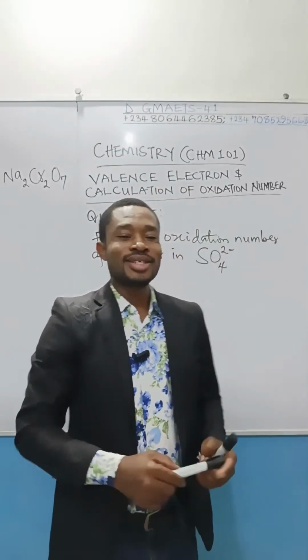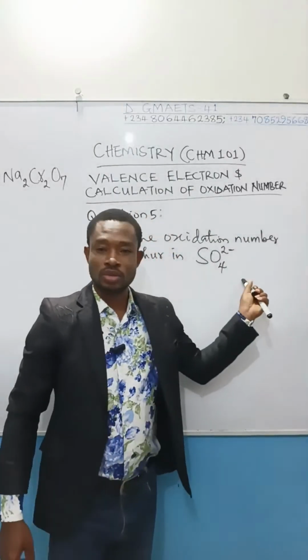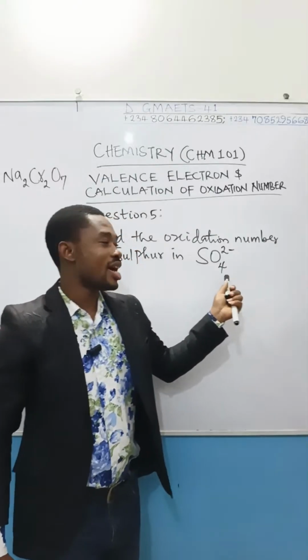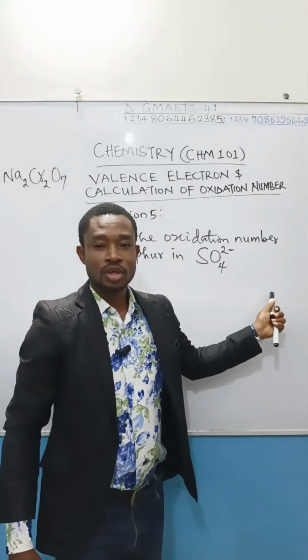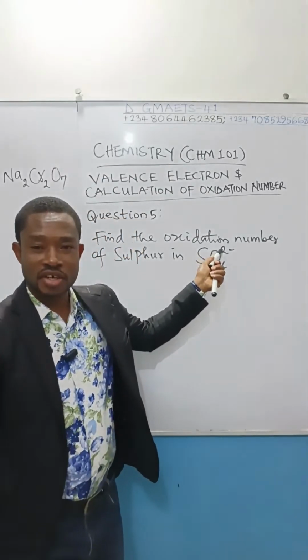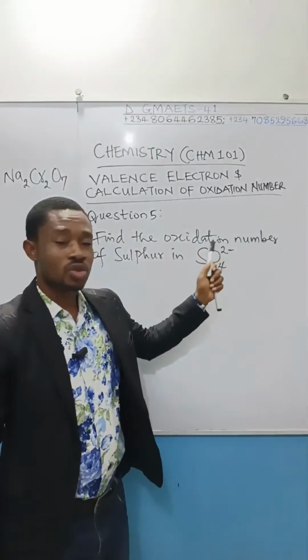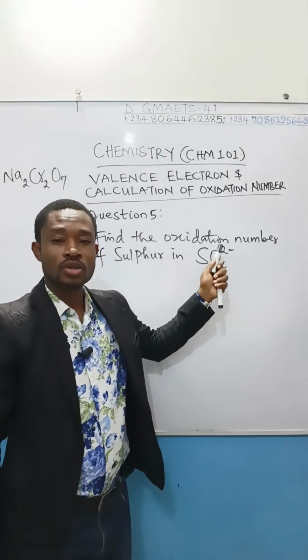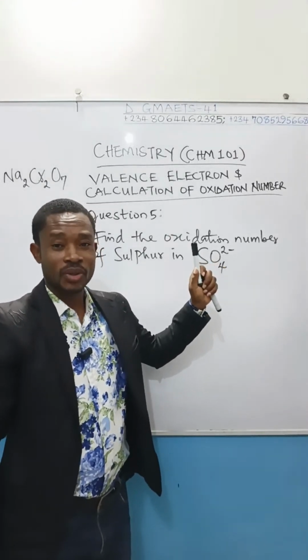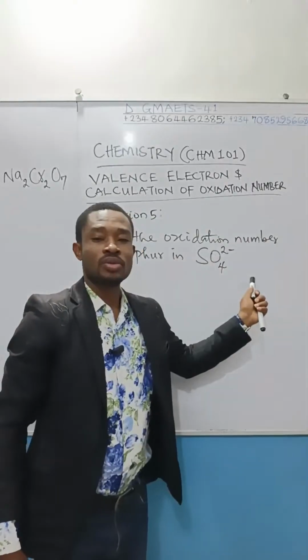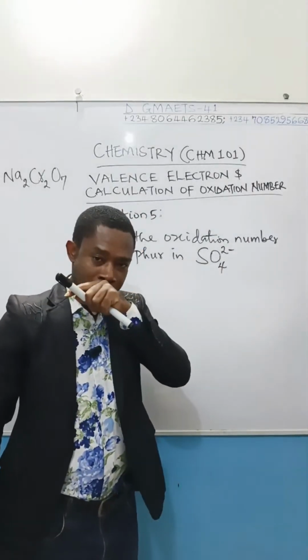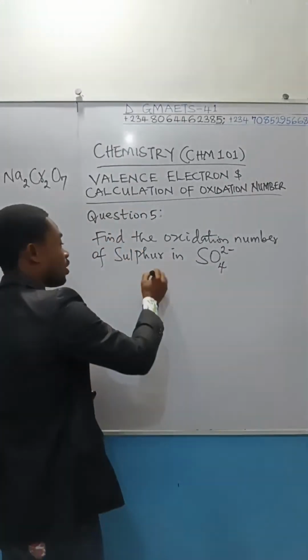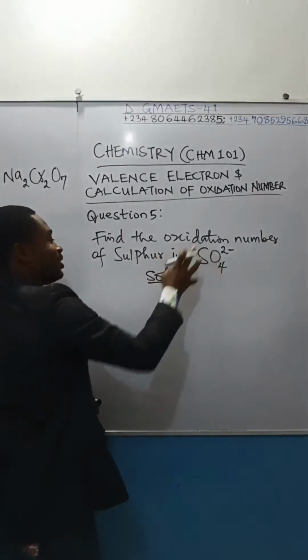Now, if you look at this, this is no longer a compound. How did I know that this is no longer a compound? You could see the ionic charge there. This ionic charge is minus 2. Therefore, this is no longer a compound, but an ion. Now you're asked to find the oxidation number of sulfur in this ion.